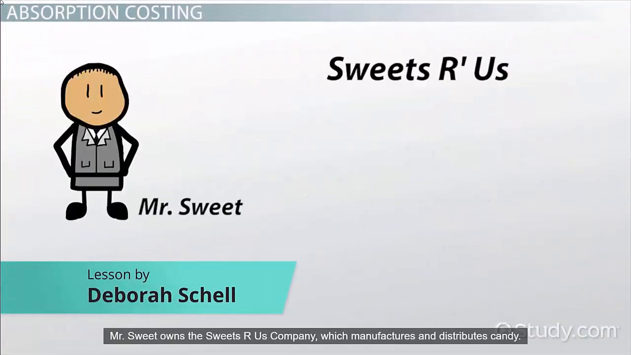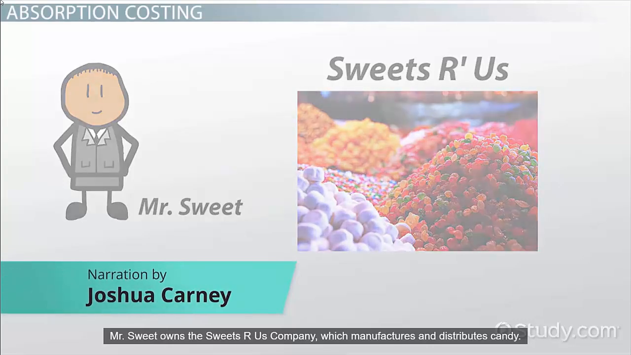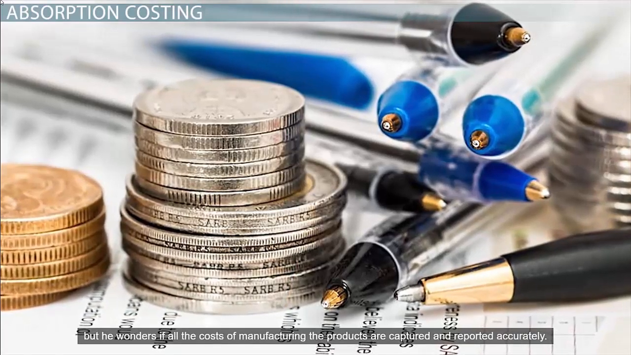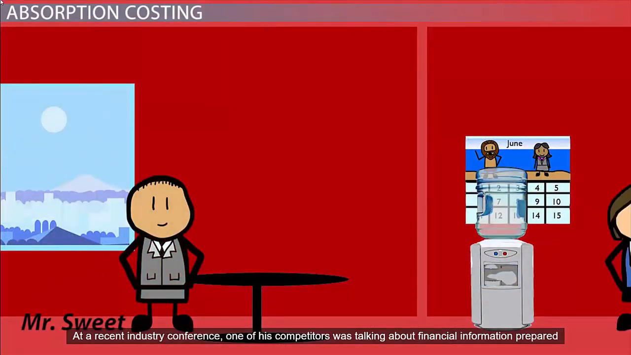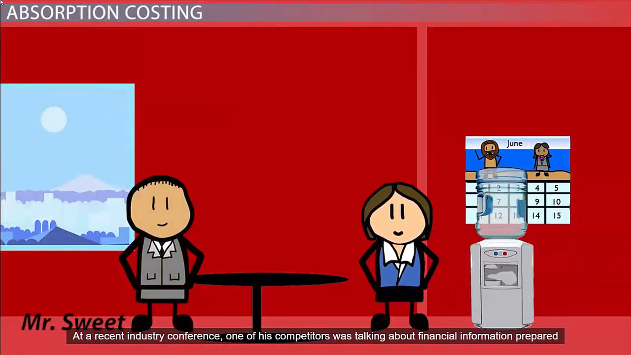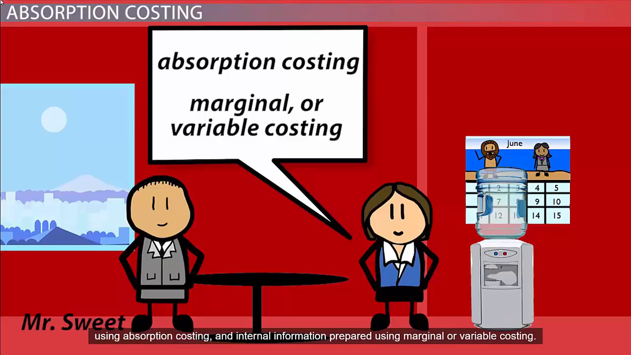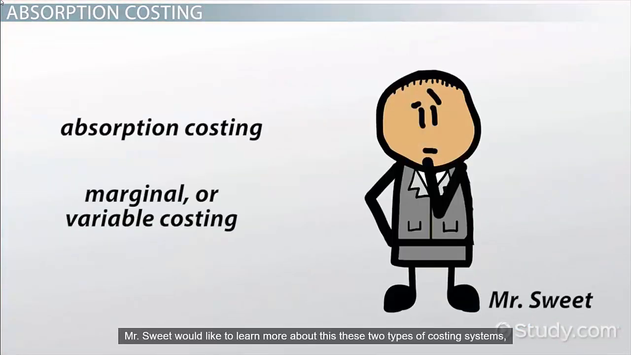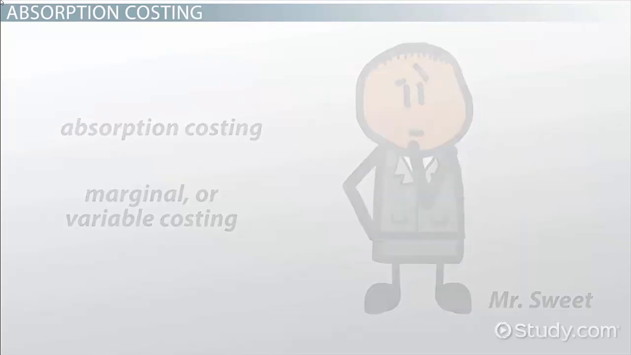Mr. Sweet owns the Sweets R Us company, which manufactures and distributes candy. His company is profitable, but he wonders if all the costs of manufacturing the products are captured and reported accurately. At a recent industry conference, one of his competitors was talking about financial information prepared using absorption costing and internal information prepared using marginal or variable costing. Mr. Sweet would like to learn more about these two types of costing systems and which one he can use for external versus internal reporting.